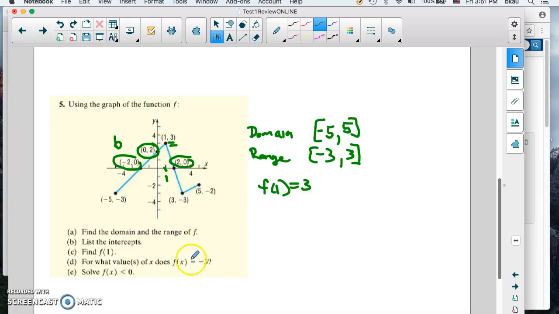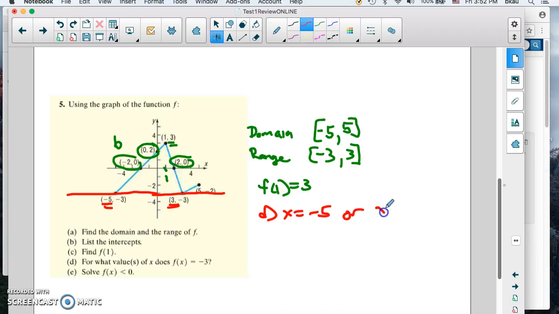What values does f of x equal -3? As I did before, I drew a line at -3 and found out where that happened. It's going to happen twice here at these 2 values. So D is x equals -5 or x equals +3.